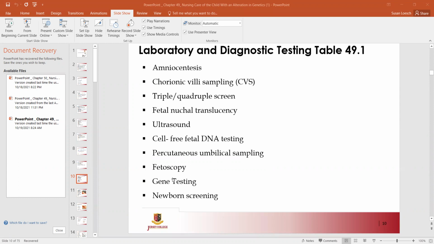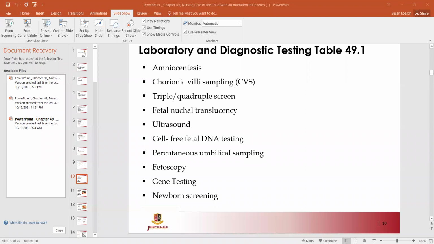The percutaneous umbilical blood sampling is next. And we use this to obtain blood samples directly from the fetal circulation. It's indicated for prenatal diagnosis of inherited blood disorders, detection of fetal infections, assessment of the acid-base status of a fetus with intrauterine growth retardation.